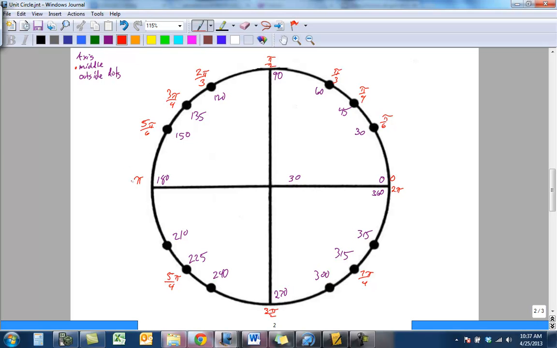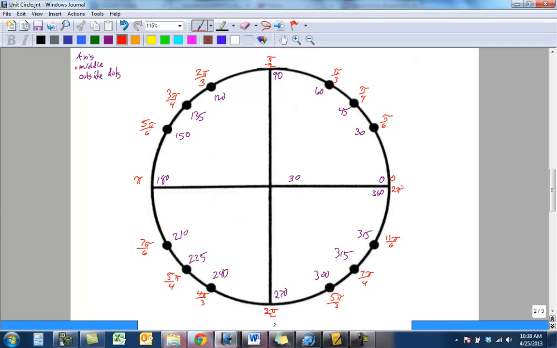All right, then keep going. 6 pi 6, 7 pi 6, 8 pi 6 reduces to 4 pi thirds, 9 pi 6 reduces, 10 pi sixths is 5 pi thirds. 11 pi sixths, 12 pi sixths. 12 sixths is 2. So there's our radians.